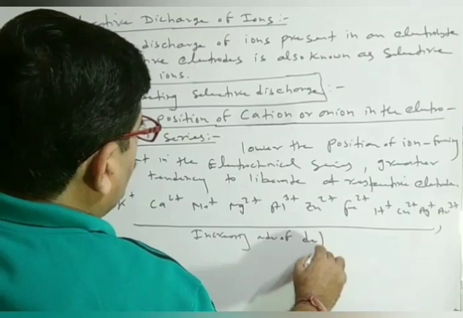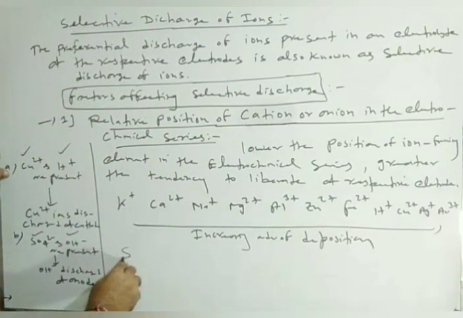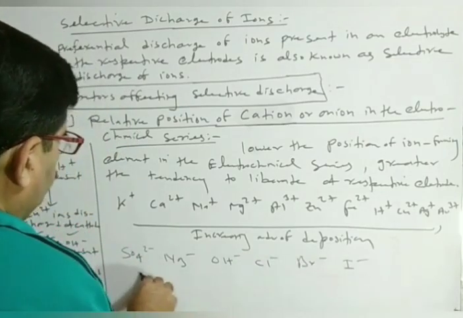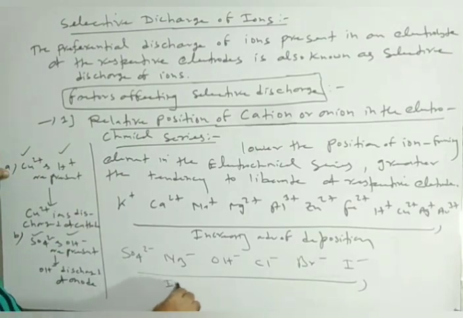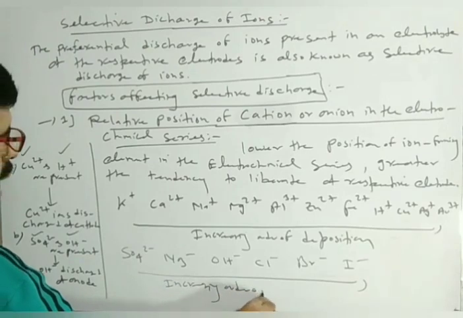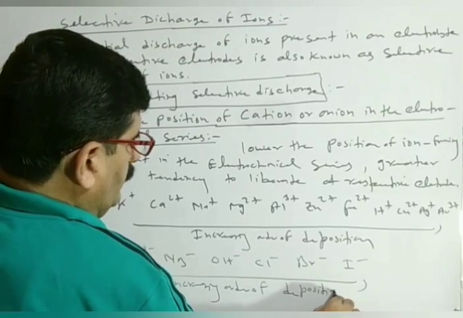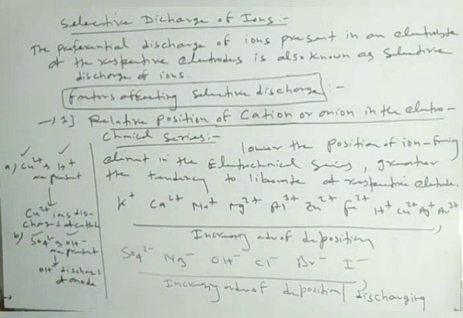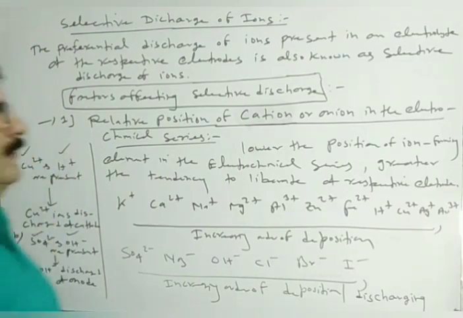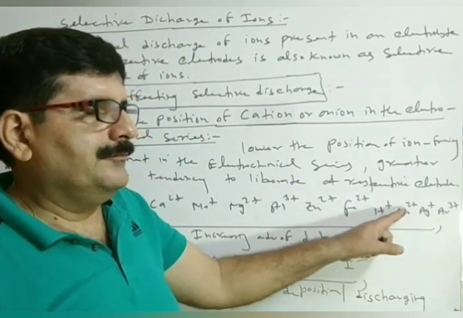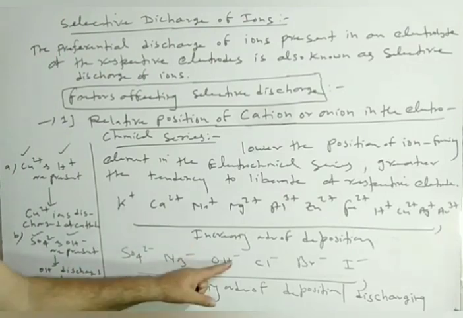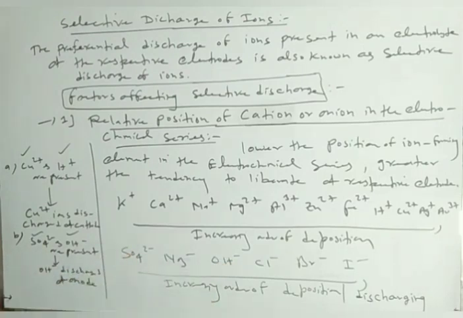Increasing order of deposition. Suppose negative ions are given like sulfate, nitrate, OH, chlorine, bromine, iodine. This is also the increasing order of deposition, you can also write discharge. Suppose in solution Cu2+ and H+ are present. Cu2+ ions are present below hydrogen. Therefore, Cu2+ ion becomes discharged at cathode. Similarly, if we consider sulfate ion and OH minus ion, OH ion is below sulfate. Therefore, OH ion is discharged at anode.